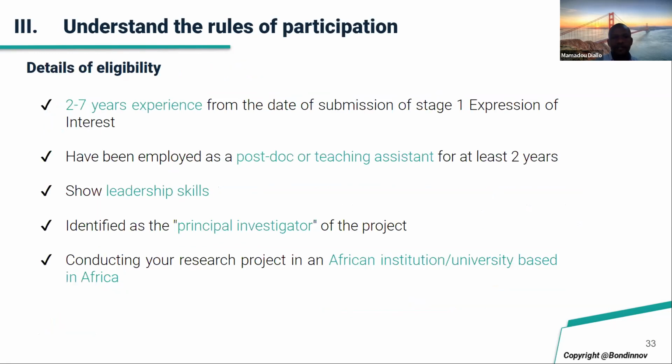Other details on the application: 2 to 7 years of experience from the date of submission, having been employed as a postdoc or a teaching assistant for at least 2 years, showing leadership skills, being identified as the principal investigator of the project, and conducting your research project in an African institution, a university based in Africa. These are qualifications you have to satisfy if you want to succeed in your proposal.